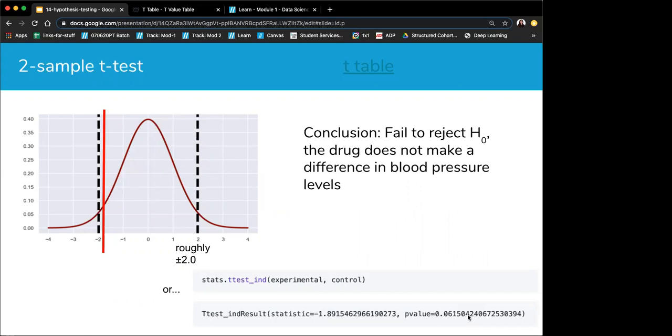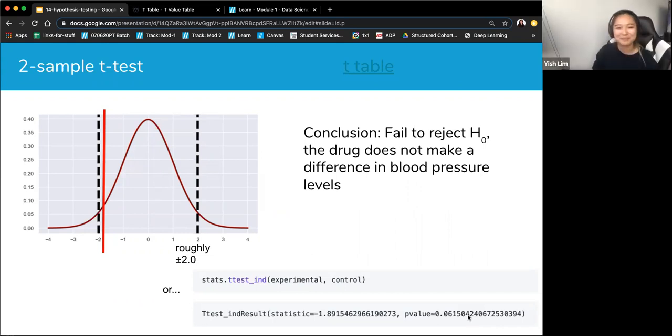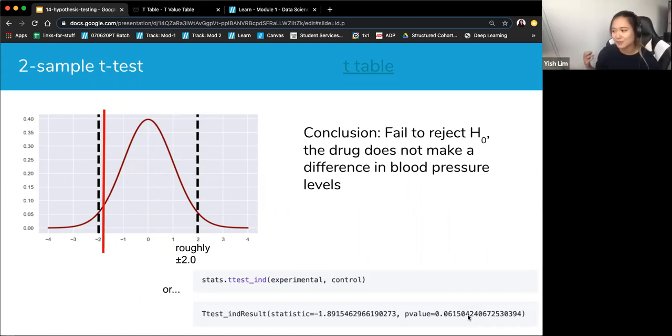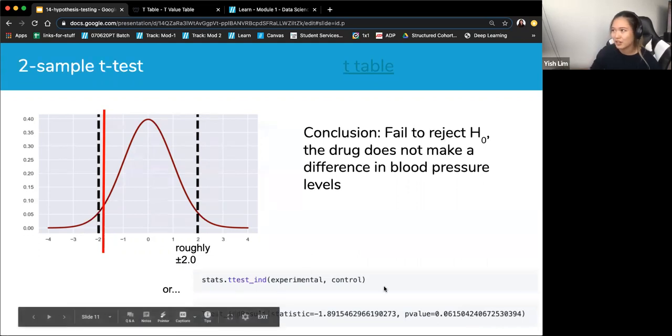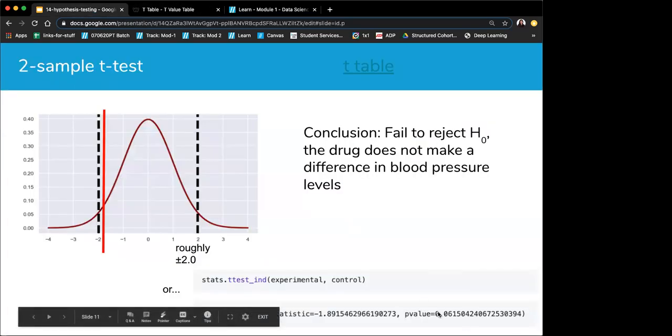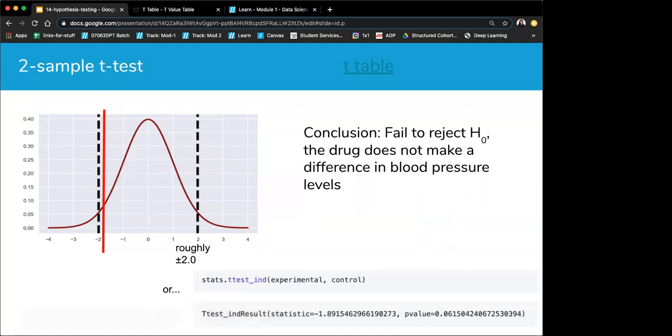Okay, question. So just to clarify, you get the p-value of 0.0615 by using the t-statistic, is that right? That's right, yeah. Every t-statistic comes with a p-value, which is something we can't easily read from the t-table, which is why we have this. So that line there is just after you've used the t-statistic to get the p-value. Yes.